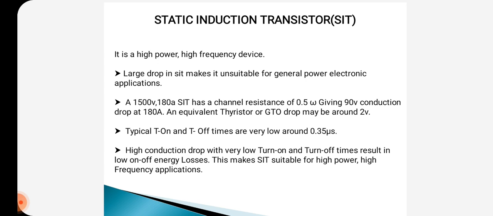A 1500 volt and 180 ampere SIT has a channel resistance of 0.5 ohm, giving a 90 volt conduction drop at 180 ampere. An equivalent thyristor or GTO drop may be around 2 volt. Typical T on and T off times are very low, around 0.35 microsecond. High conduction drop with very low turn on and turn off times result in low on off energy losses. This makes SIT suitable for high power and high frequency applications.